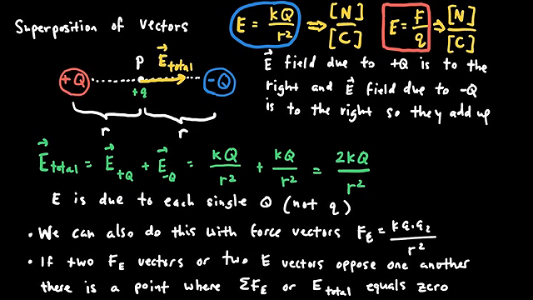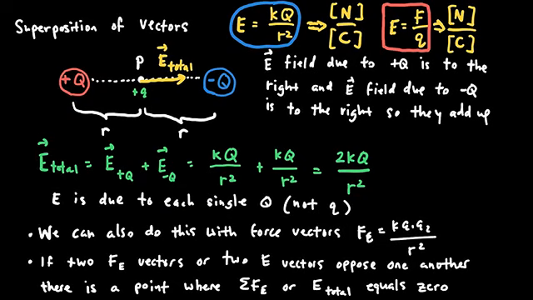And now if we look at this picture here where I have a plus Q charge and a minus Q charge, electric field points in the direction that a positive charge would feel a force. And so the electric field due to the charge on the left would be to the right, because a positive charge would be repelled by that charge on the left, and for the charge on the right, a positive charge would be attracted to that negatively charged object. So actually the electric fields due to both of these charges would be to the right.